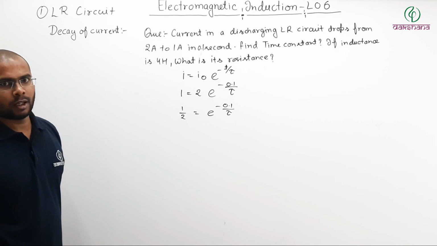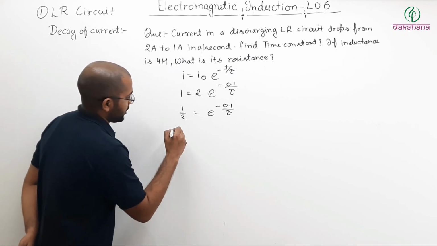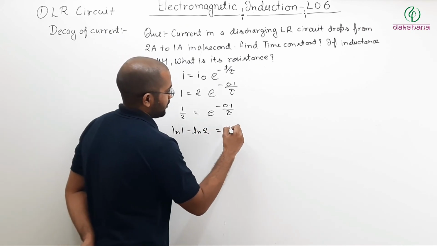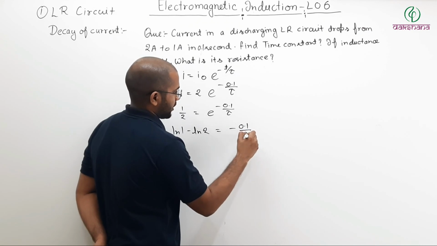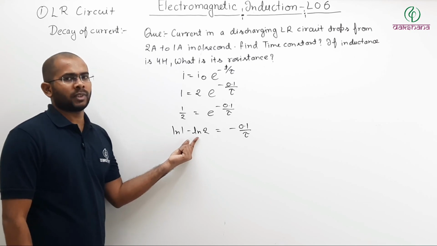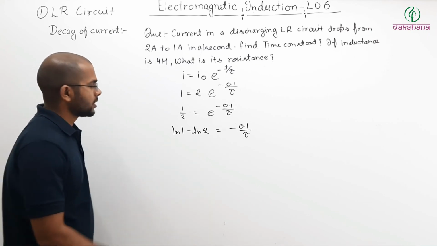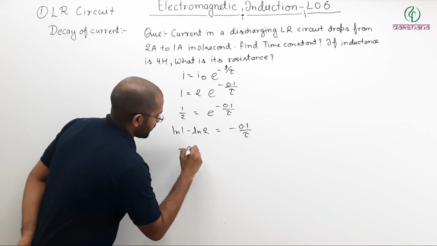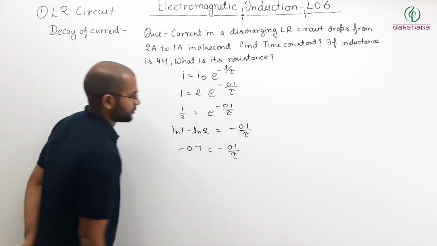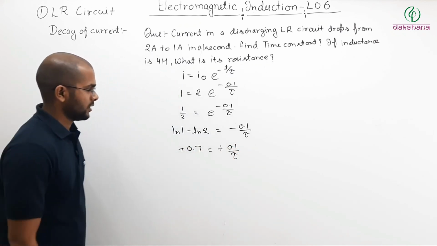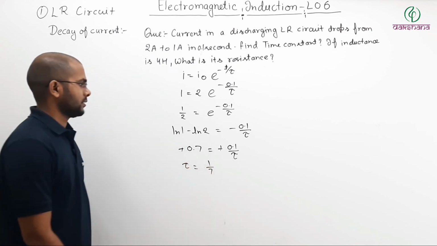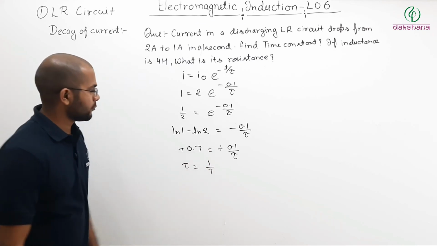Take log both sides, log base e. So this will be ln1 minus ln2 and this would be minus of 0.1 divided by tau. What is ln1? 0. What is ln2? Approximately 0.7, 0.69 something. So approximately 0.7. So this will be minus of 0.7 equals minus of 0.1 divided by tau. Minus minus cancel, plus. So here tau becomes what? Tau is equal to 1 by 7. 0.1 divided by 0.7, that is 1 by 7.